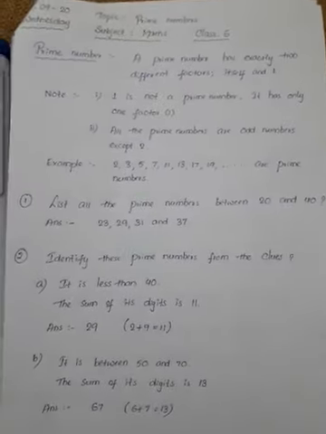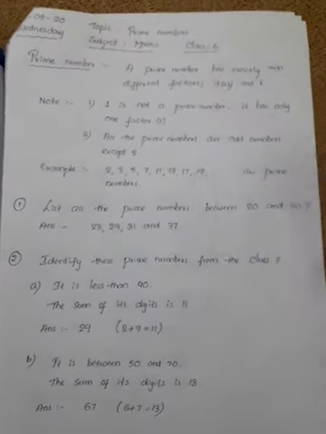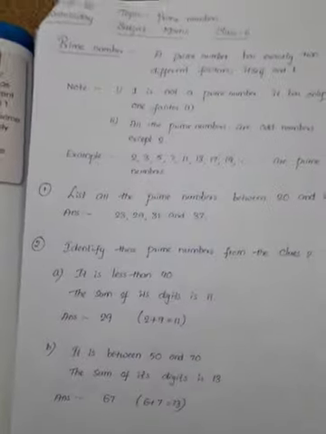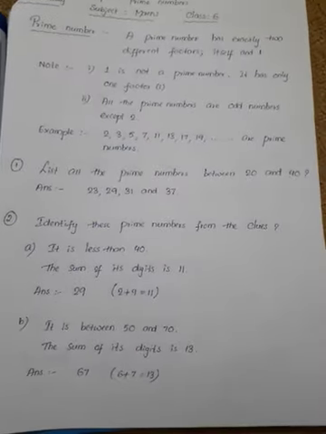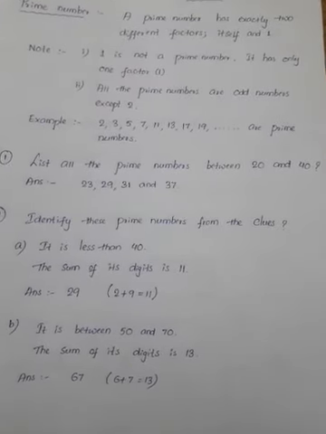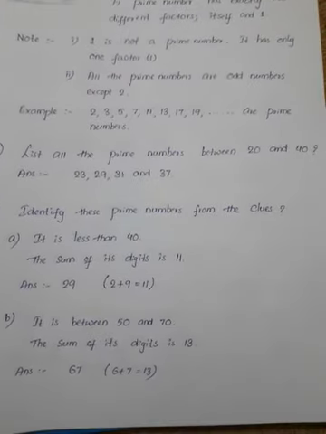First of all, a prime number has exactly two different factors. It must be two different factors, that is, itself and 1. For example, 3. 3 multiplied by 1 is what? 3. That means 3 is one factor and 1 is one factor.